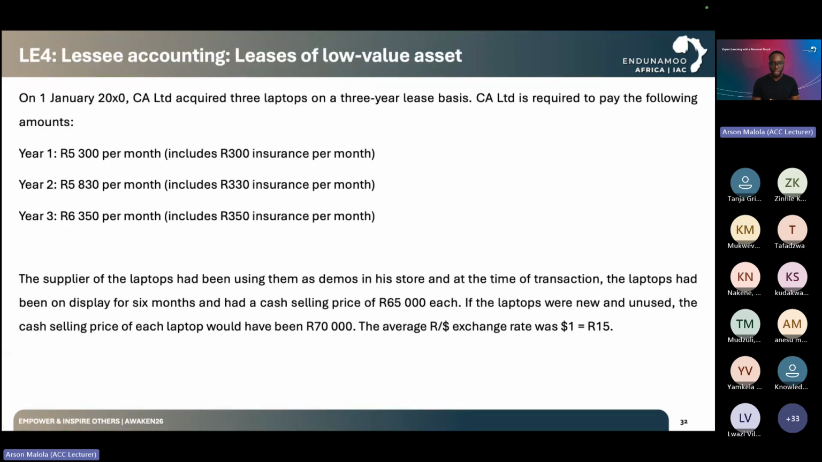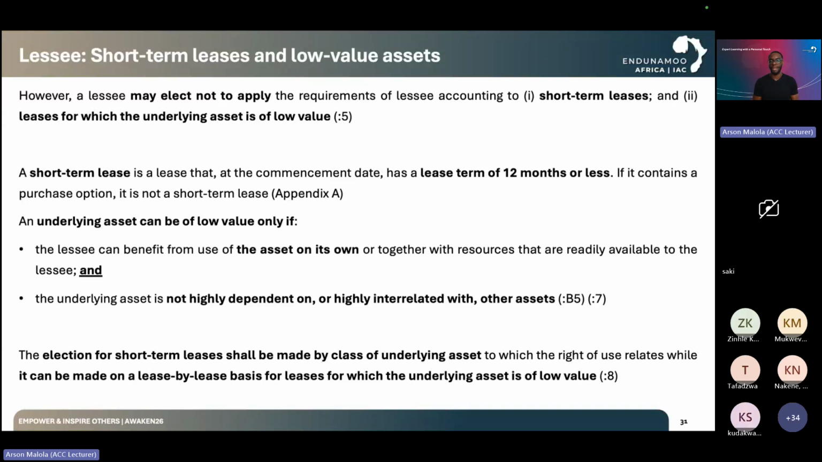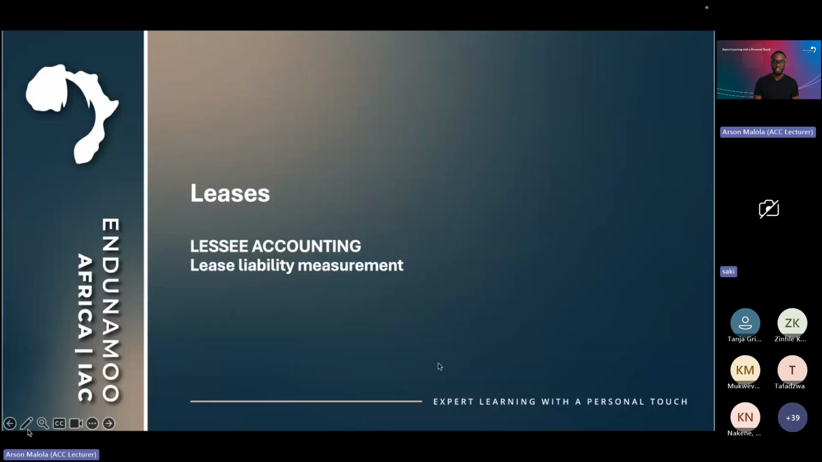So this is maybe just a little bit of a nuance that your examiner may look to test. For short-term leases, the election needs to be made by class of underlying assets. So for example, all of my cell phone leases are short-term leases. You can't pick and choose which lease contracts to apply the exception to, whereas for low value, you can choose on a lease by lease basis. So if you're asked to review something, that particular issue may come up.